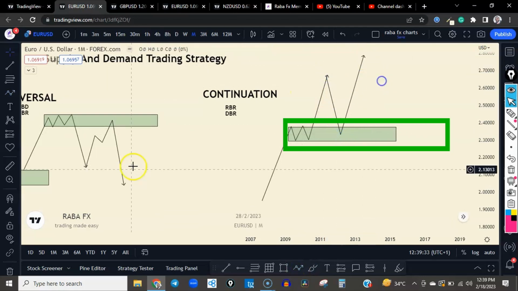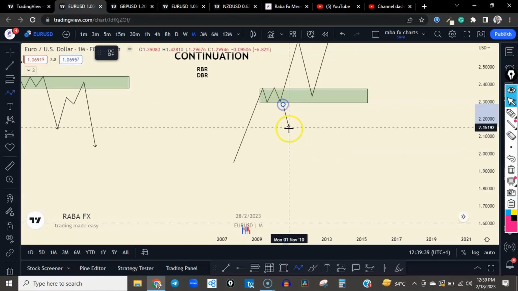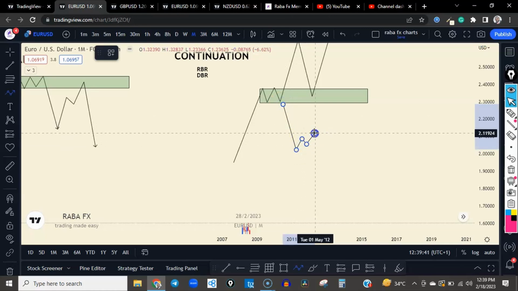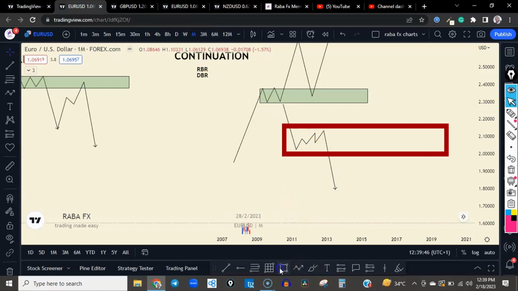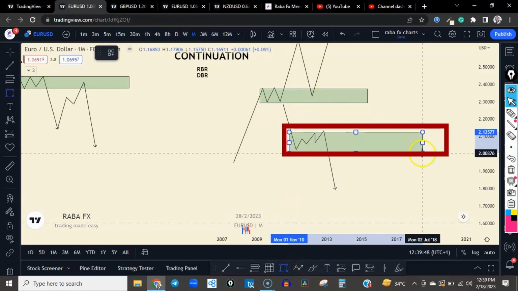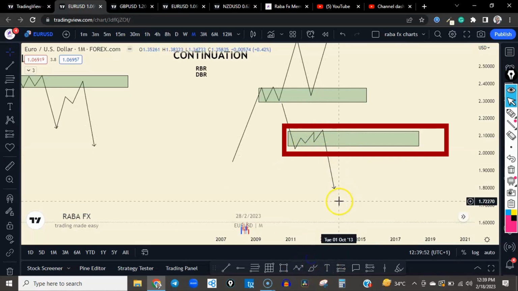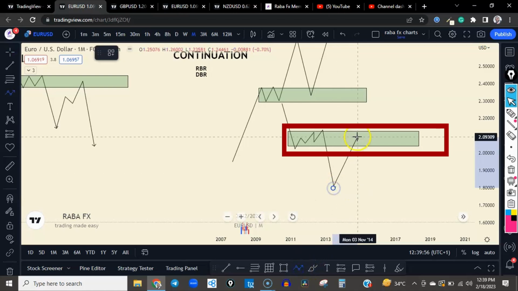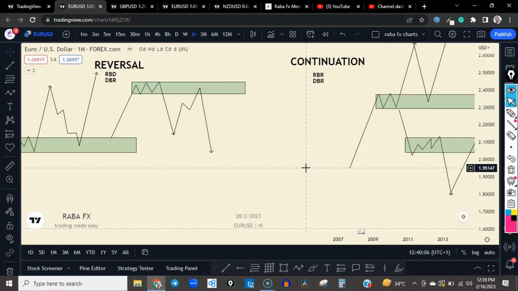Then the last one here, drop, base, drop, base, drop, drop, base, drop. This is a mistake, I put R there, it should be D. So this is your base, area of supply, where when price gets back to that area, you can take your entry to push to the downside. Let's go to the chart and see where you can use supply and demand.